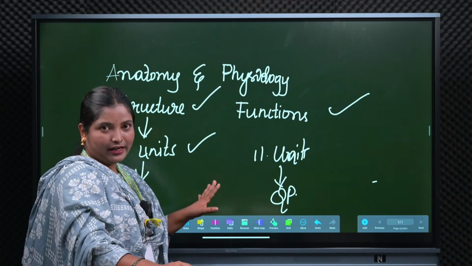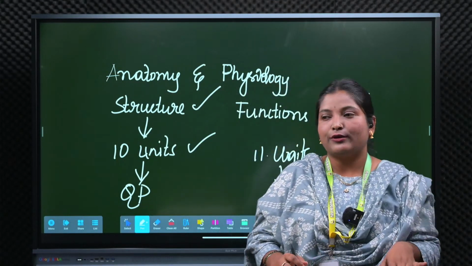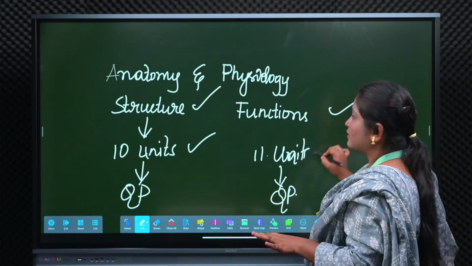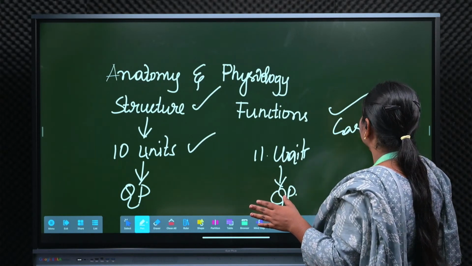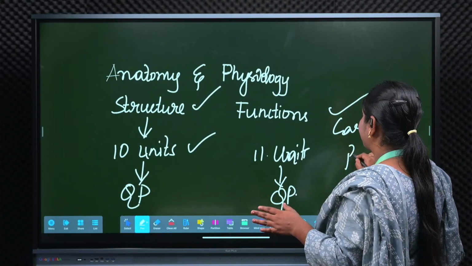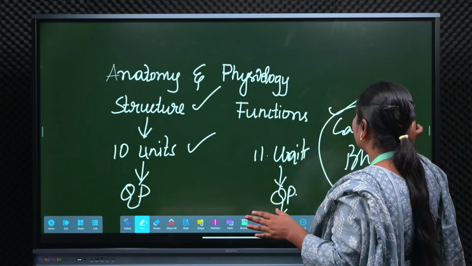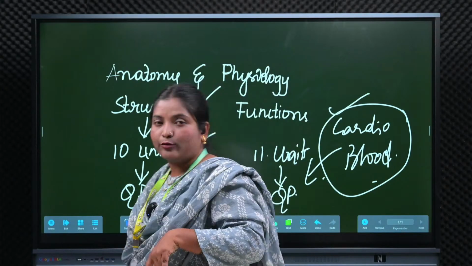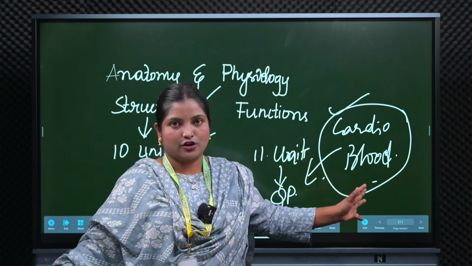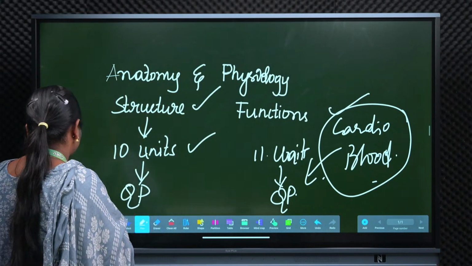So total 10 units. The next one is functions. When it comes to the functions, we have around 11 units. Here the circulatory system is going to be divided into cardiovascular as well as the blood, so all these things you are going to study. So that is why it is adding one more unit in the physiology. All these things are about this one.